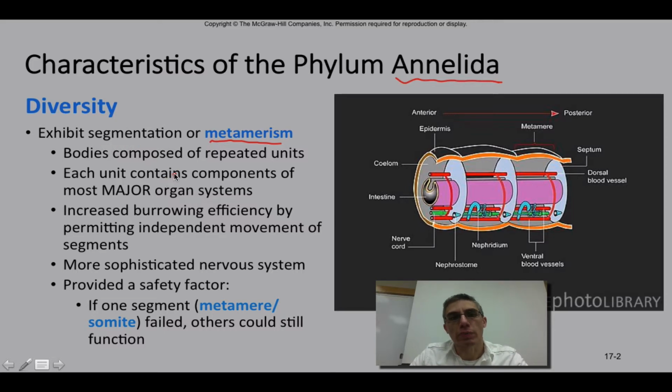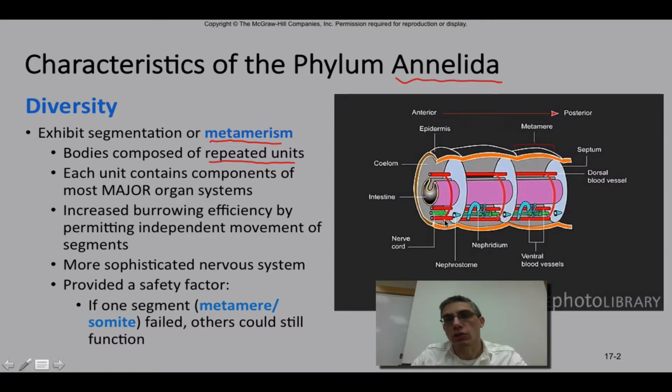This is the first time that we're looking at animals that are composed of repeated units or repeated segments. If you look over here on the right, you can see this diagram has an animal that is composed of repeated segments. Each major unit is going to contain the components of most of the major organ systems found in that animal. When we say major organ systems, we're talking about systems such as the circulatory system, digestive system, nervous system, and of course the excretory system.